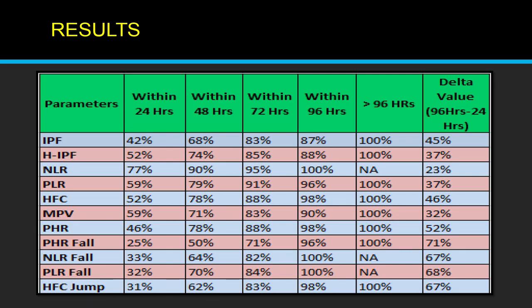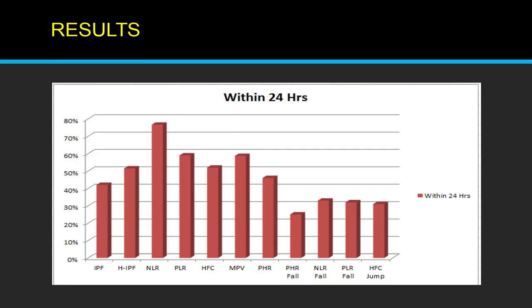As you can see here, the PHR fall amongst all these parameters is giving us the best delta value of 71%. Similarly, if you look at conventional parameters, the HFC was giving the best delta value of 46%, closely followed by IPF, which was 45%. Just to make things simpler, this was within 24 hours. The parameters which gave results within 24 hours were not providing enough window for predicting platelet recovery, but rather coinciding with platelet recovery. So NLR, MPV, and PLR were not very good, same with PHR, they were not very good markers. That is why we tried to look at their trough and fall.